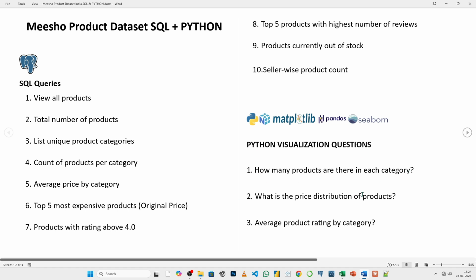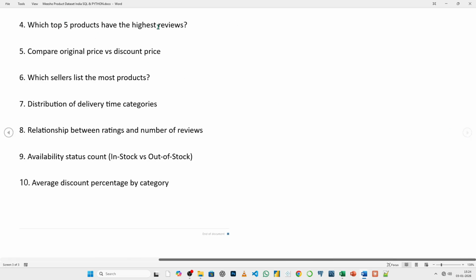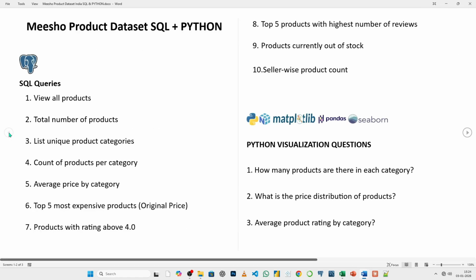And the business context: Meesho is a price-sensitive and value-driven platform, mainly targeting budget-conscious Indian consumers. This dataset helps answer important business questions such as which category performs best, how discount influences customer ratings and reviews, and the last one is what role delivery time plays in customer satisfaction.